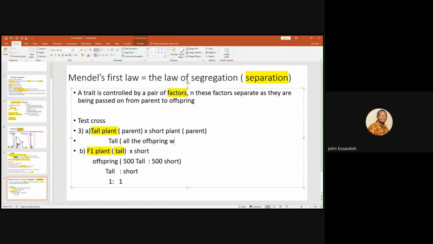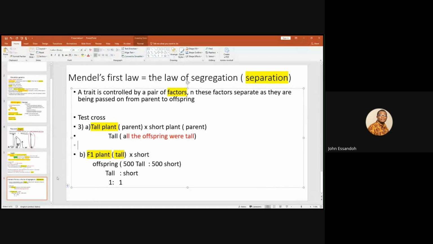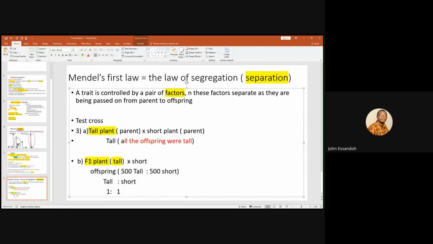All the offspring were tall. Sorry, all the offspring were tall. All right. Here, all the offspring were tall. But when you come to the B part, when we cross the F1, those plants were also tall. But when you cross the F1 tall plant with a short, the offspring came out to be what? 50-50. That if they were 1,000, they will be 500. That's what he observed.